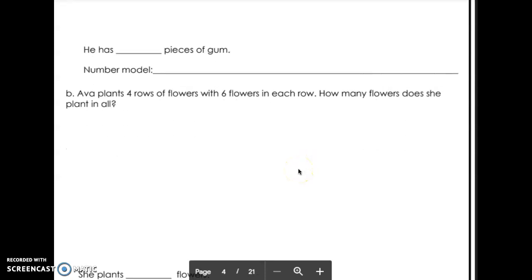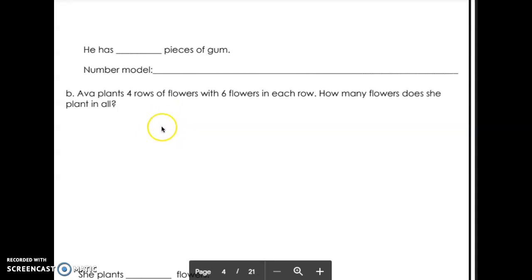We talked about how a row is like when you go to the grocery store and you go down 1 row and then another row, or when you plant a garden and you have a row. So think of 4 rows. There's 1, 2, 3, and 4. And each row has 6 flowers in it. So you're going to draw. They want you to draw.